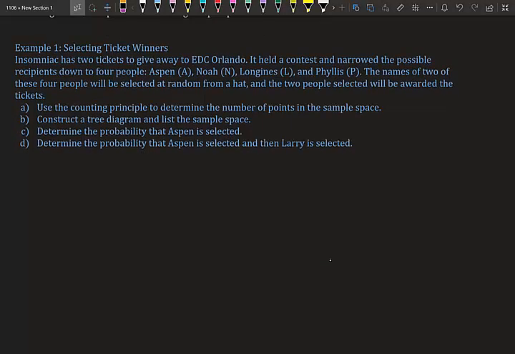Selecting ticket winners. You might remember tree diagrams from pre-algebra, or anywhere from 5th to 9th grade.